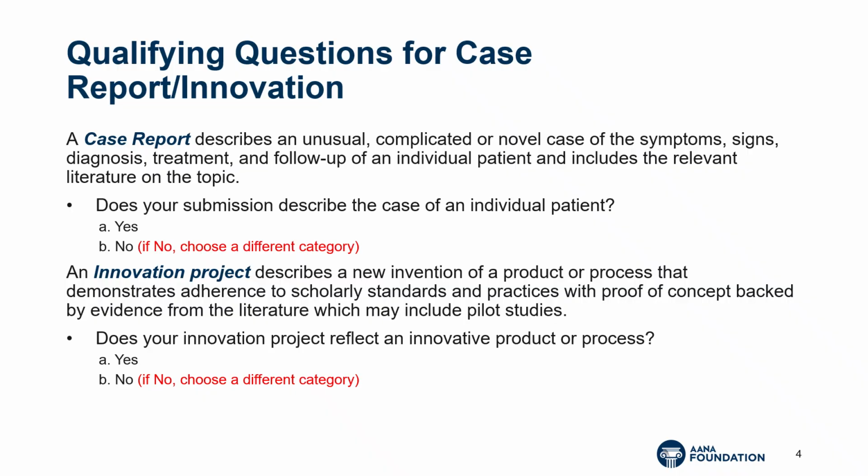Prior to submission of the abstract, you will be asked qualifying questions to ensure that you are submitting the correct type of project. A case report describes an unusual, complicated, or novel case and includes the symptoms, signs, diagnosis, treatment, and follow-up of an individual patient and includes the relevant literature on the topic. The qualifying question is, does your submission describe the case of an individual patient? If yes, you will continue in the case report section. If not, you would be asked to choose a different category.